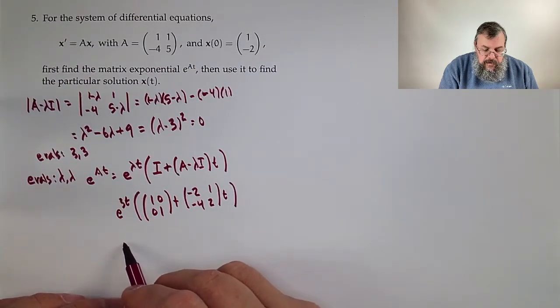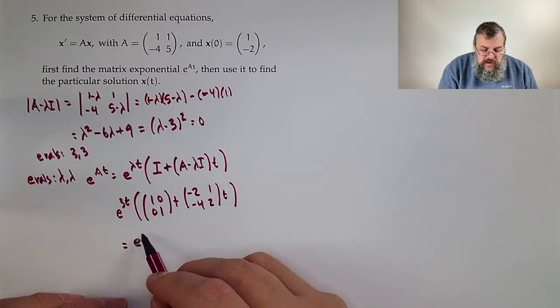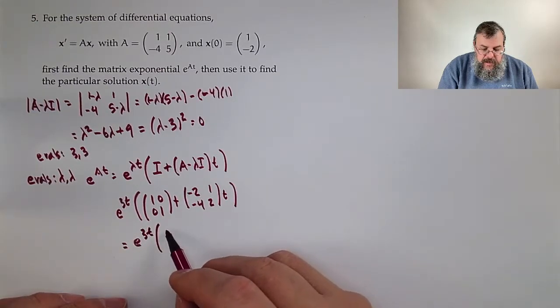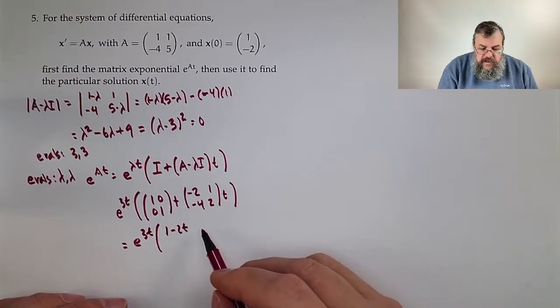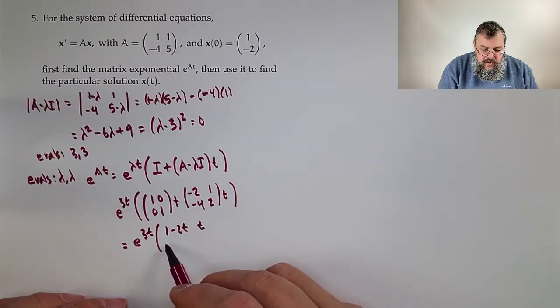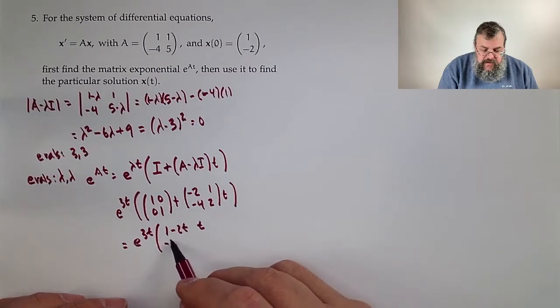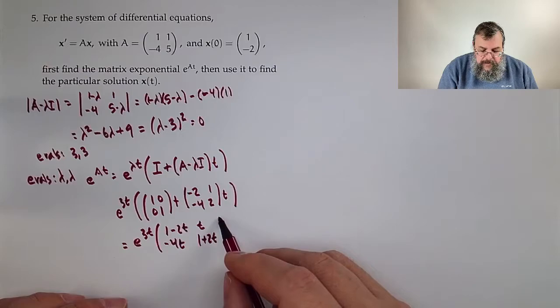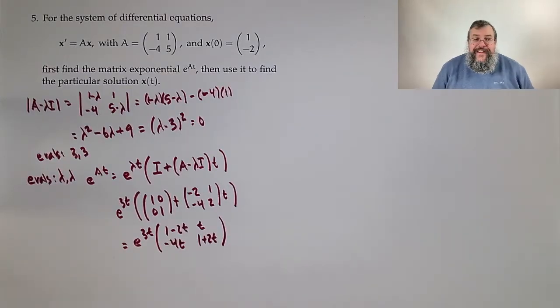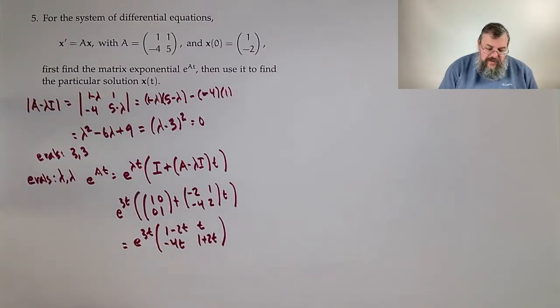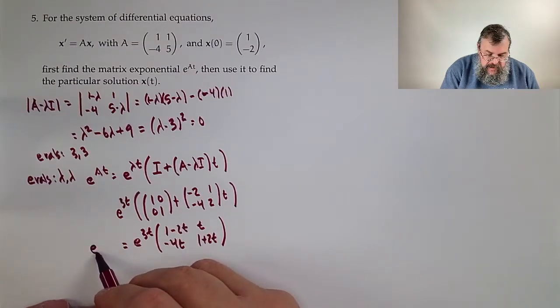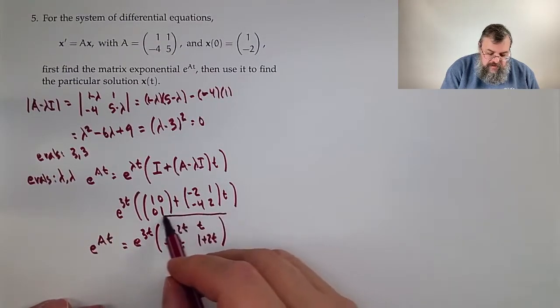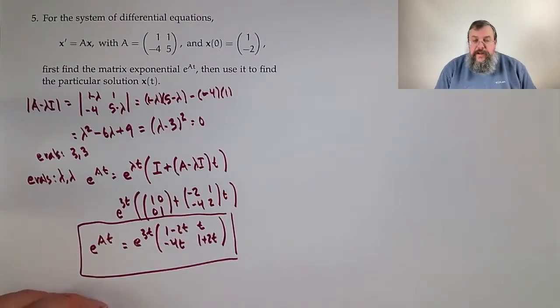So if you multiply this out, this is e to the 3t times [1 minus 2t, t; -4t, 1 plus 2t]. And that's the answer. And we're done. Well, not quite. So this is our e to the At. Okay, so that's good news for us. So that is part of our answer.